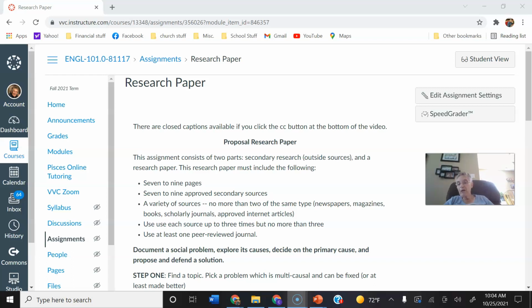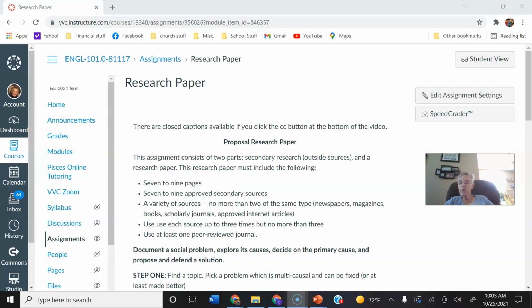Now, if you use it from the library database, you can use newspapers and magazines and books and scholarly journals and approved internet articles from the database, because the database is what's called a container. It has all of those things in it, but it's a container. And you can only use each source up to 3 times, but no more than 3 times, because I want it to be mainly your idea and a synthesis of lots of ideas rather than just a book report kind of one idea. And this one, you have to use 1 peer-reviewed journal.